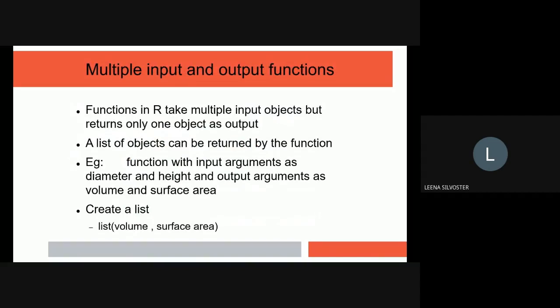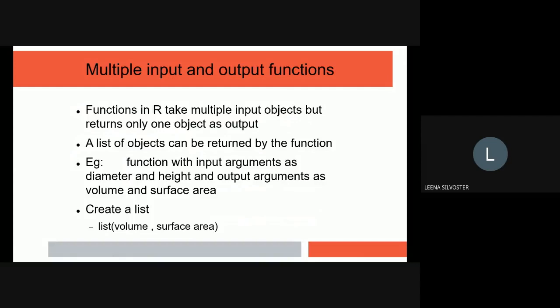Multiple input and output function. A function in R can take multiple input objects but returns only one object as output. A list of objects can be returned by the function. For example, the function with input arguments diameter and height and output arguments volume and surface area. So surface area and volume will be a list.